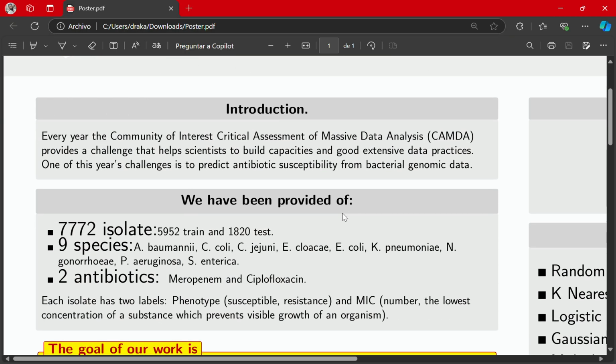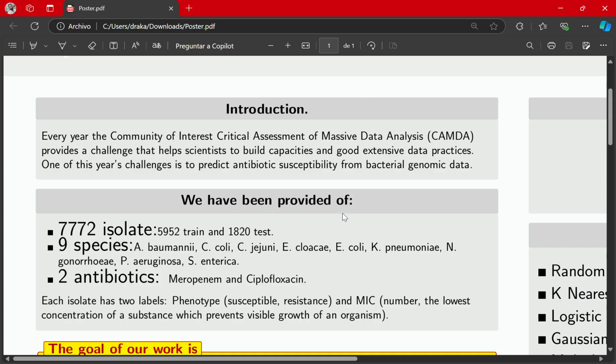Antimicrobial resistance, or AMR, is a critical global health challenge, and predicting antibiotic susceptibility based on genomic data is crucial in fighting AMR. This year, as part of the CAMDA Community Challenge, we aim to predict antibiotic susceptibility using bacterial genomic data. So, to start, let me introduce the data we use.